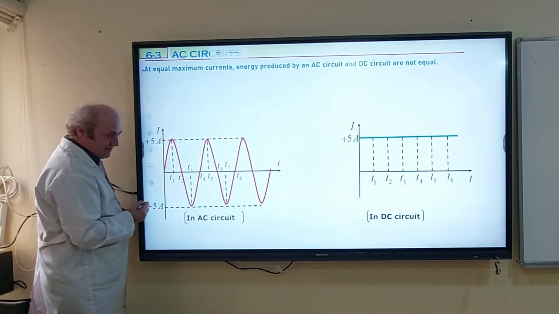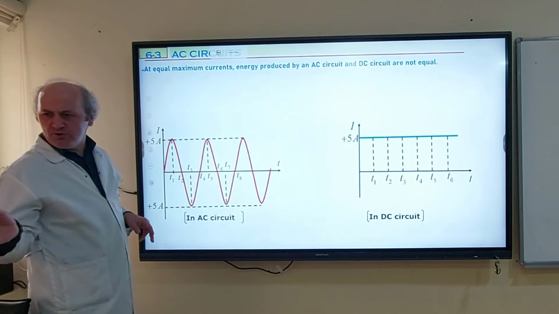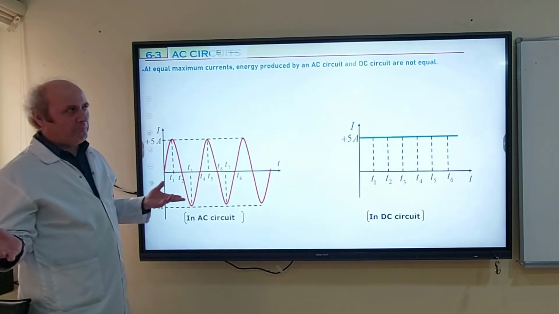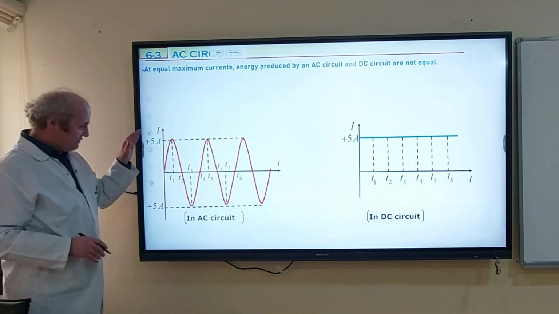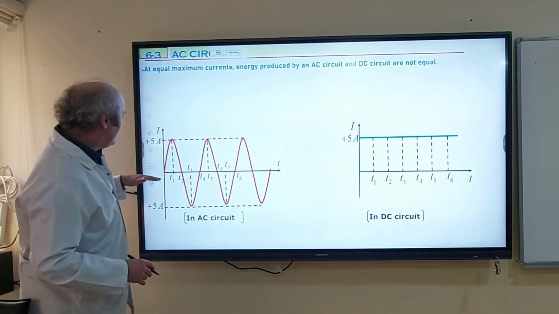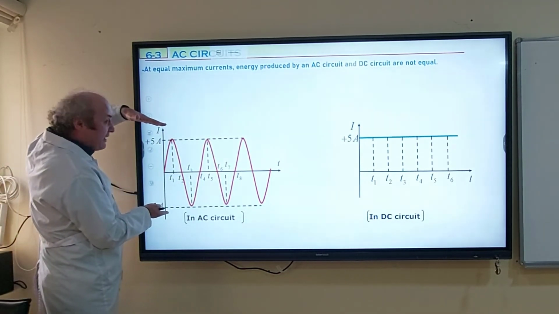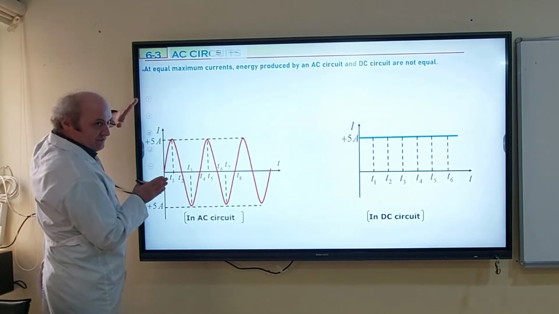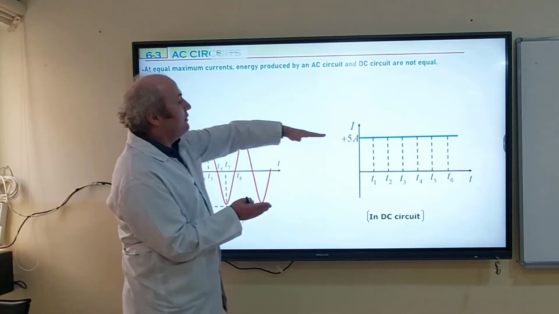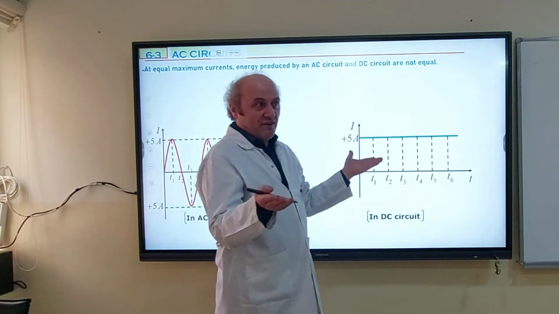Okay, negative 5. I forgot again, it's going to be negative 5. Your mass is positive? Yes, positive. Positive and negative 5. Okay, in here, the maximum value of the current is 5 ampere. In here, always 5 ampere.